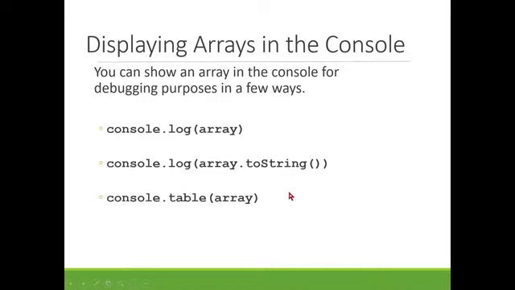You can display arrays in the console. You can just print it directly to the console, you can use array.toString, or there's console.table. I found there's occasionally problems with this, but it can actually work really well sometimes. Hopefully I'll remember to demo that a little bit more later. These all work for displaying it, to the web page or in an alert if you're trying to see what's happening with your array.